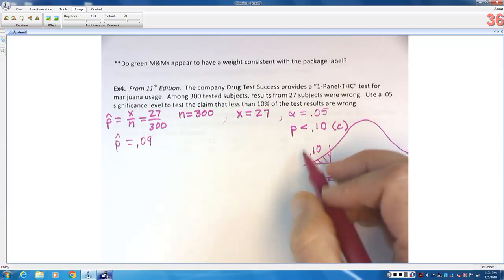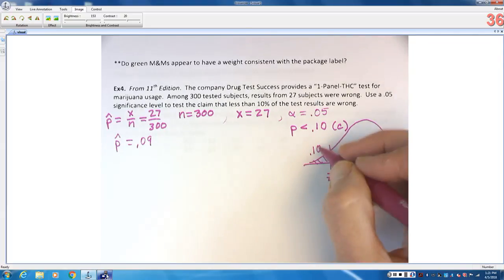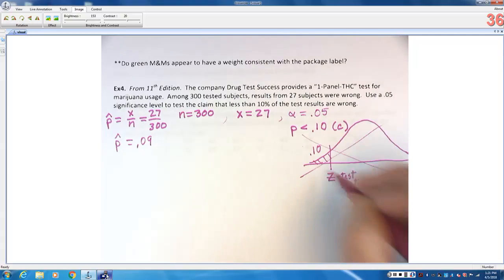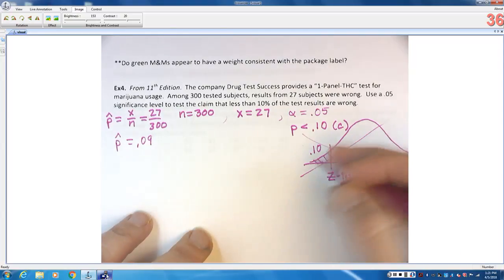Oh wait, p less than 10%. Oh, I drew this wrong. Sorry, guys. What are we doing in this test? Let's just run the test and I'll draw it later.